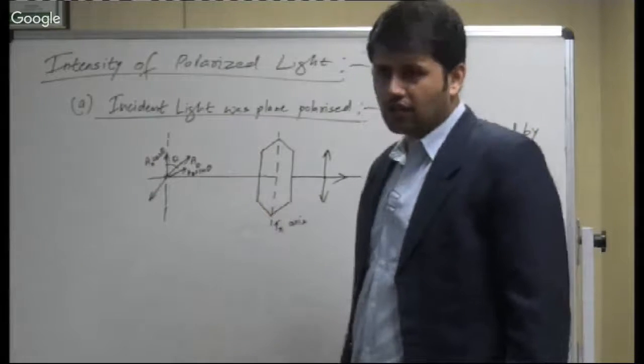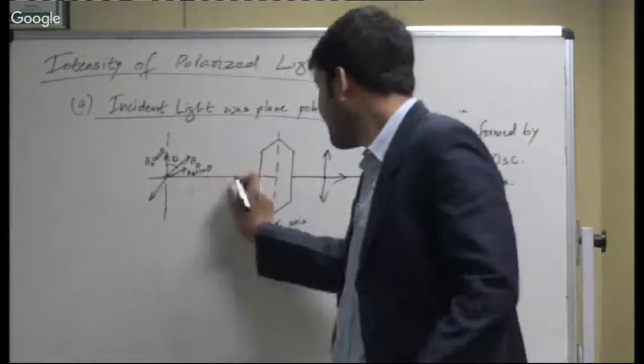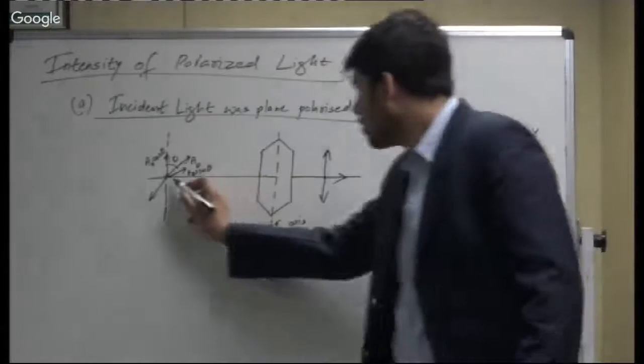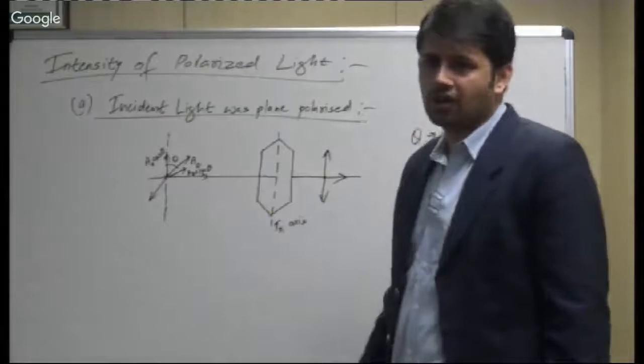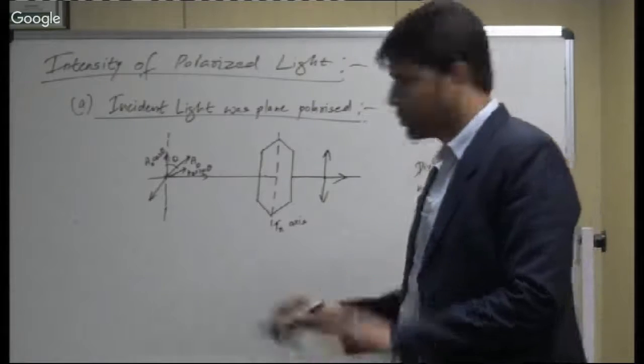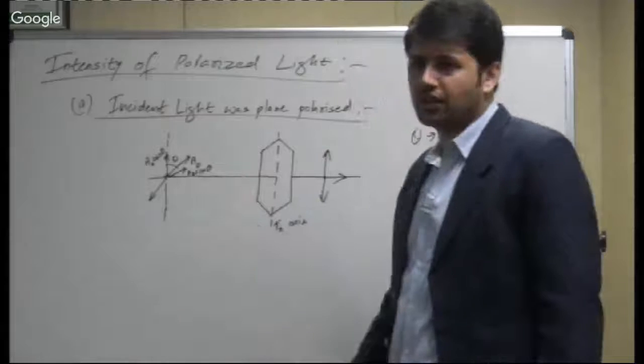Okay, A naught sin theta would point into the plane or out of the plane. It won't point in the direction parallel to the motion of light. Is it okay? Don't draw it in this manner, it would be wrong. Electric field can never be parallel to the direction of motion. So it would be into the plane. A naught sin theta is into the plane.